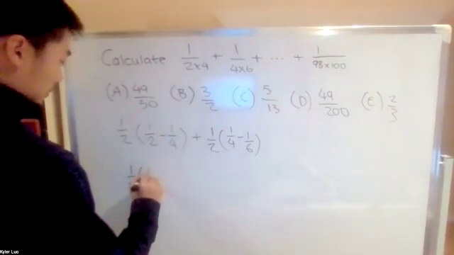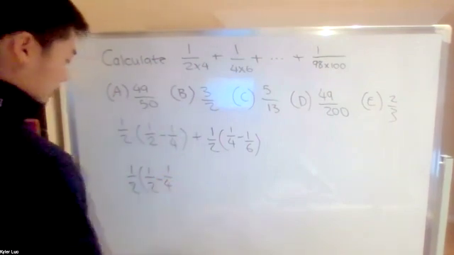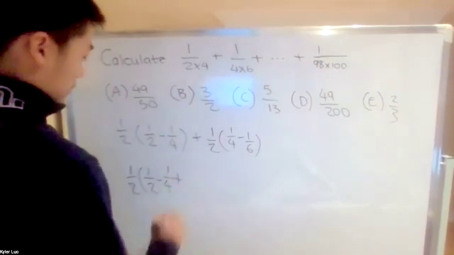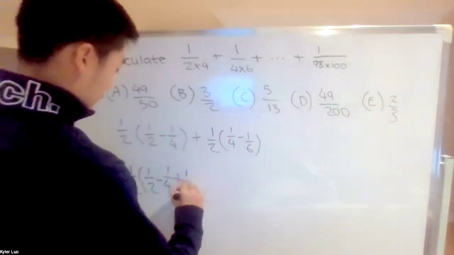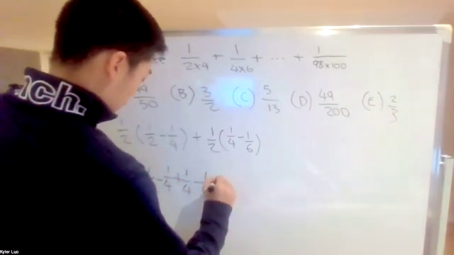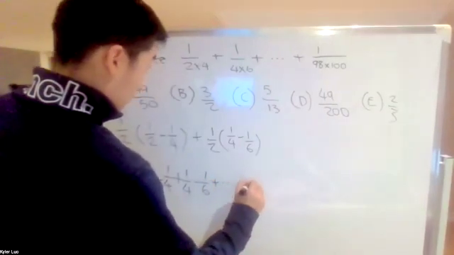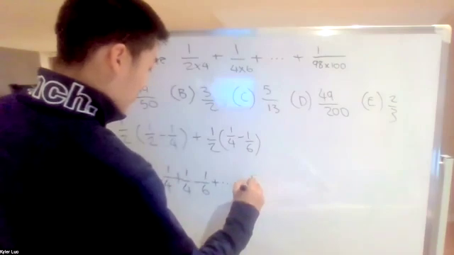Then 1 over 2 times 1 over 2 minus 1 over 4, plus 1 over 4 minus 1 over 6, all the way plus dot dot dot, plus 1 over 98 minus 1 over 100.